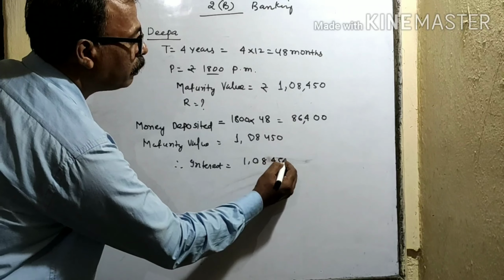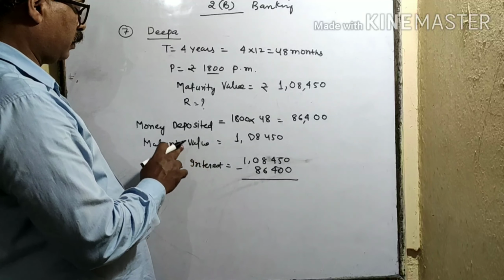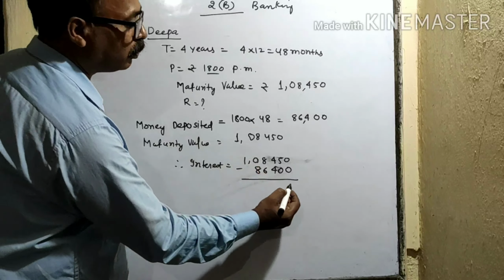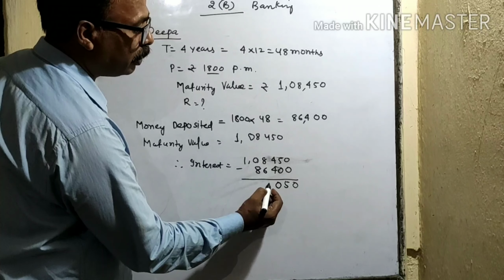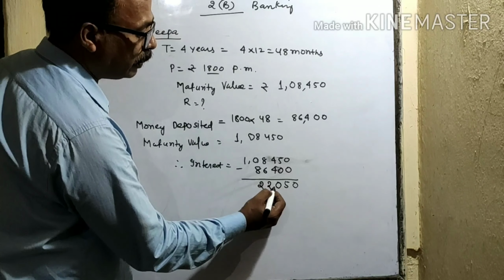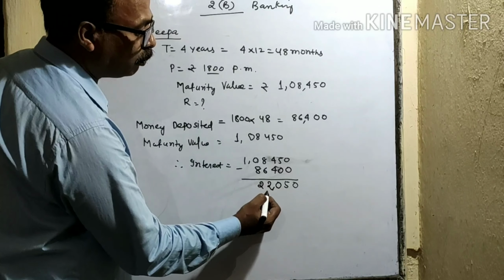Hence, if you have to calculate interest, it will be maturity value 1,08,450 rupees minus 86,400. So interest will be my maturity value minus money deposited. So it is 22,050 rupees. This is interest. And as per formula, interest is equal to P into n into n plus 1 by 2 into 12 into rate of interest by 100, and it is 22,050 rupees. So we'll put the value.